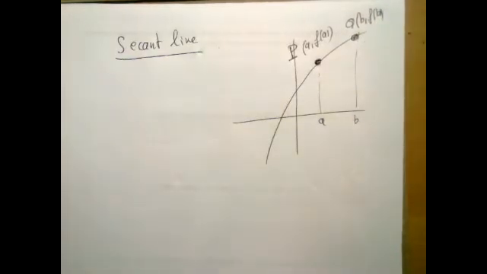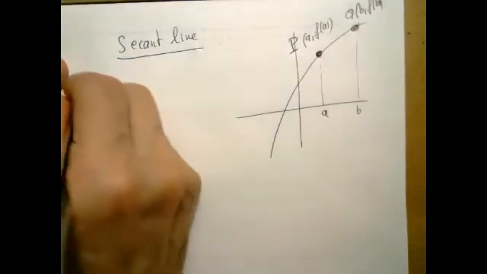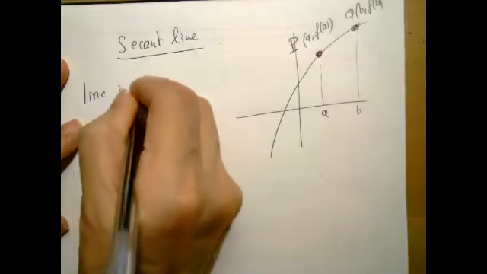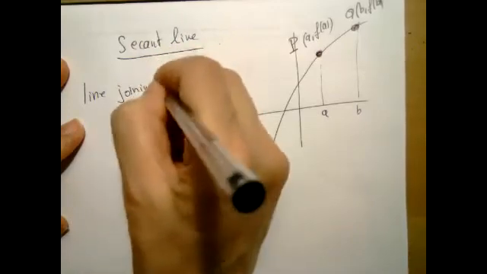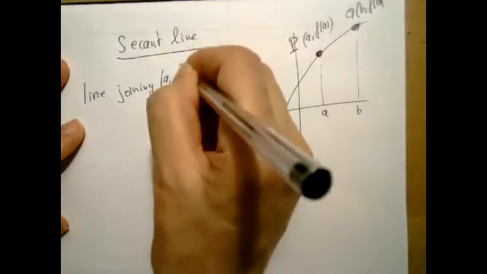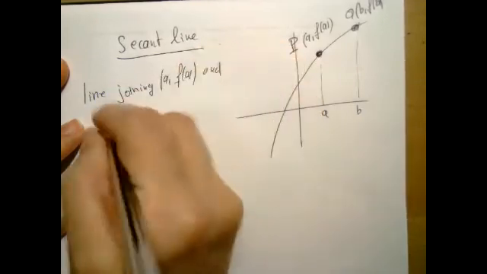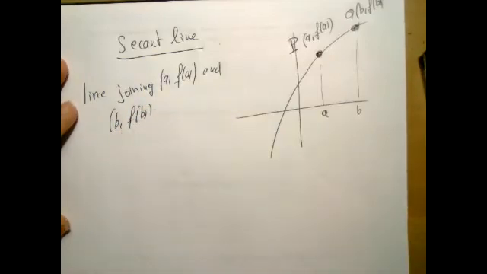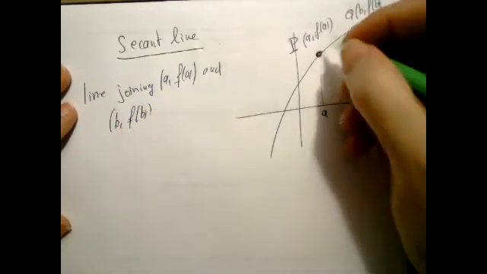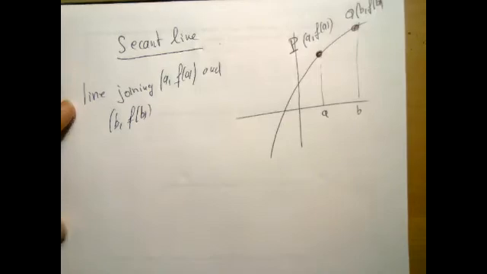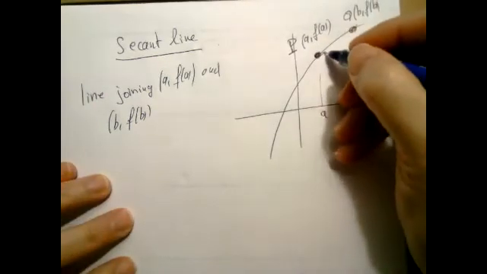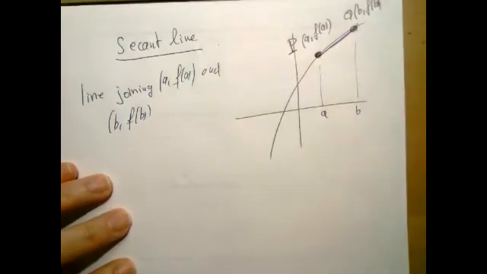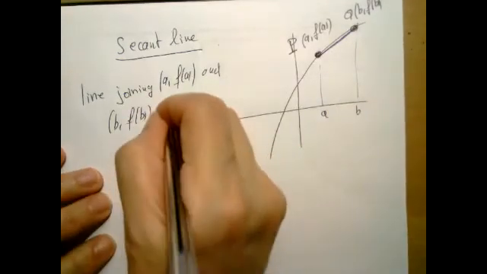Then the line, important, the line joining those 2 points, a, f of a, and b, f of b. So the line that joins the 2 points on the curve, this line right here, it has a name. It's called a secant line.